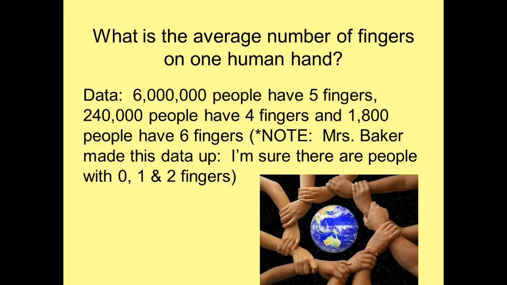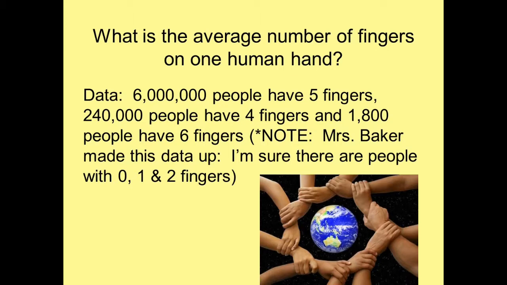Well, just for fun I made up this data. What if 6 million people had 5 fingers, 240,000 people had 4 fingers, and 1,800 people had 6 fingers? Again, I made this up. I'm sure there are also people who have no fingers, 1 finger, 2 fingers, etc. So, again, what's the average number of fingers on a human hand?